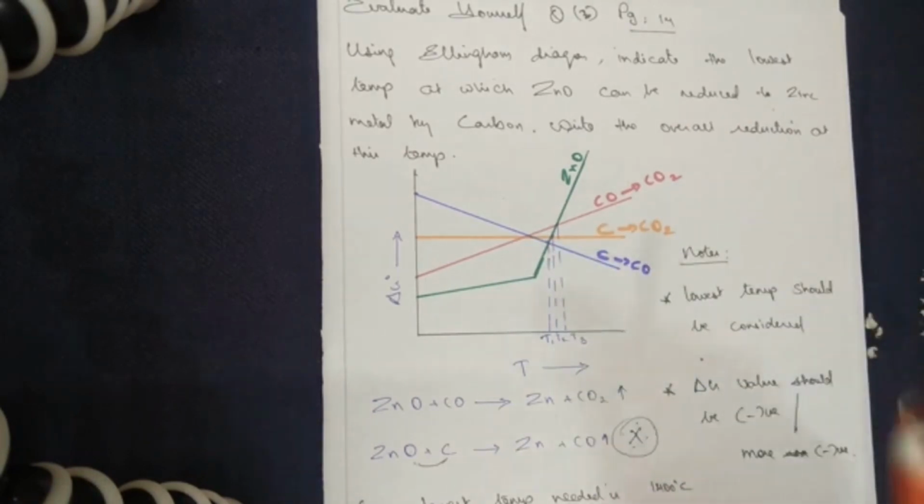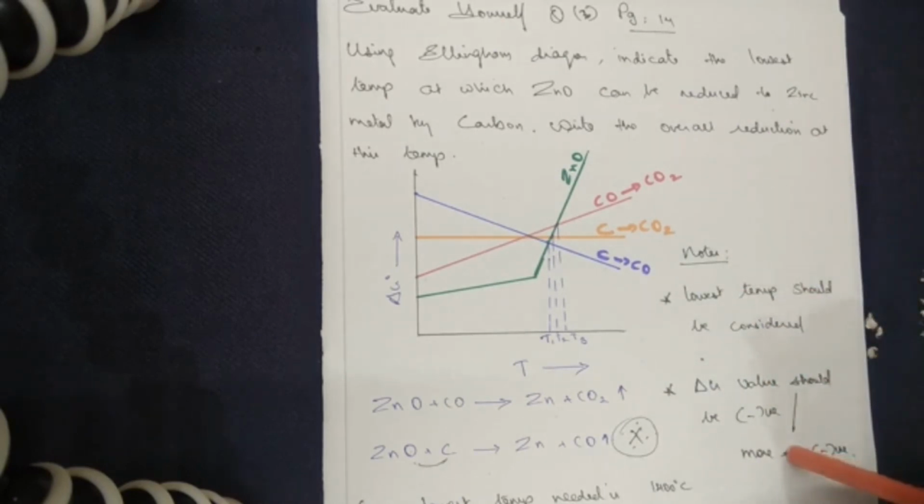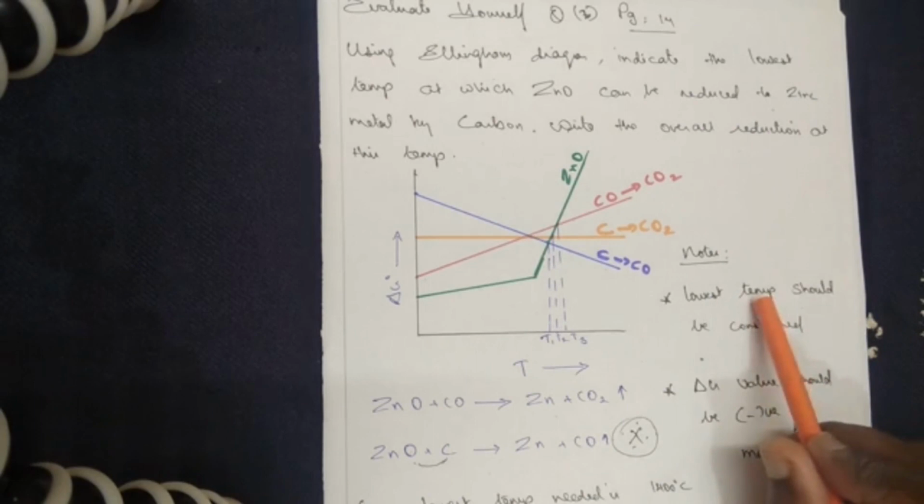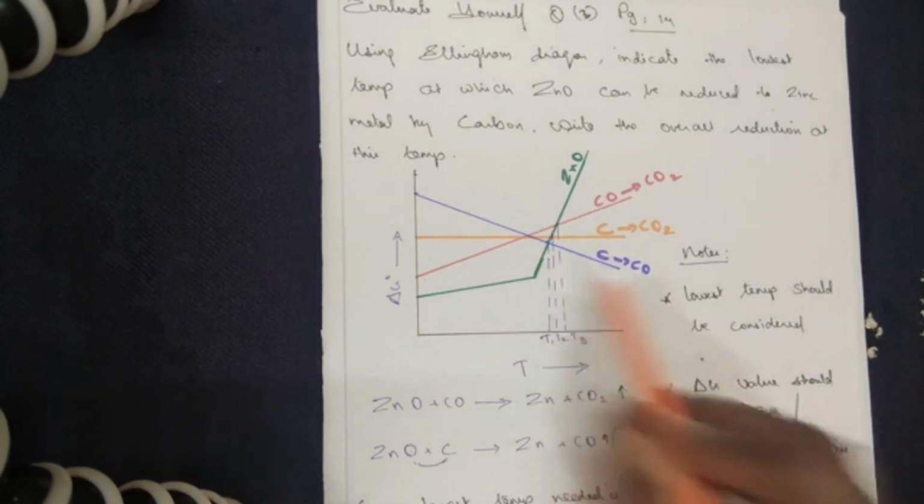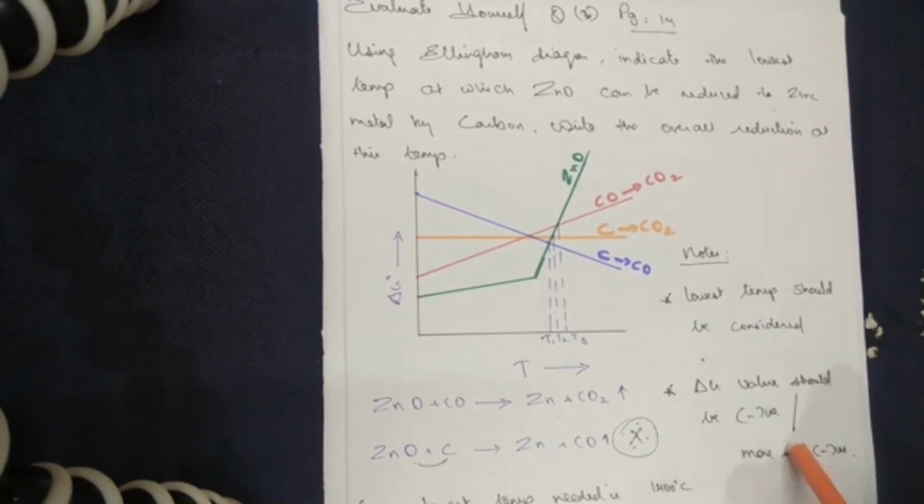Consider the temperature. Before I move into this, you need to know, to find out the best reducing agent, there are two properties. One, the lowest temperature should be considered. Point number 2, the delta G value should be negative or more negative. Now in this case, we will apply the lowest temperature.